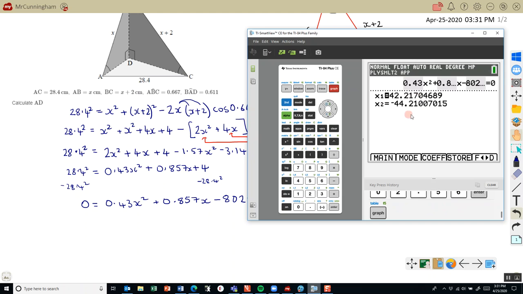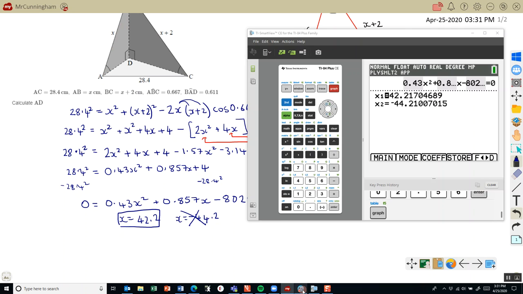and I get these numbers. So we get x equals, how nice is that? It just does it for you. Don't need to worry about the quadratic formula or anything like that. 42.2, and I also get x is equal to negative 44.2. Now it can't be this one because it's a length, it can't be negative. So the value of x is 42.2.